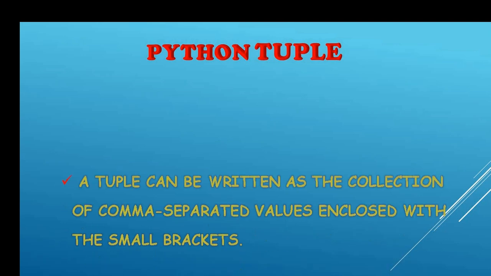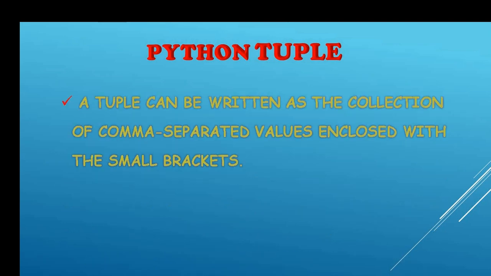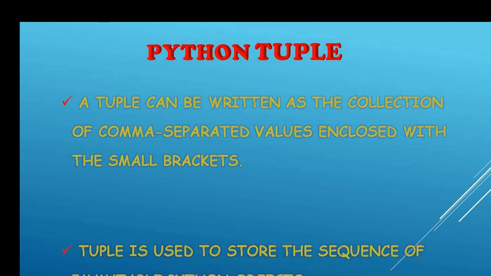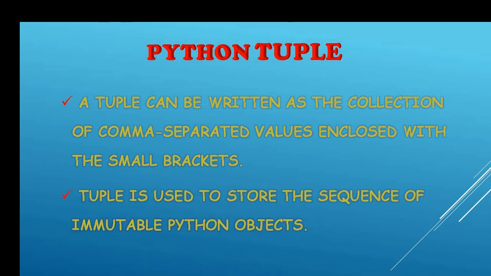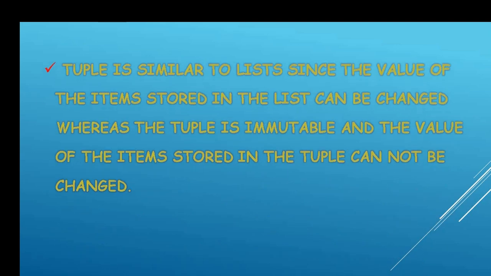A tuple can be written as a collection of comma-separated values enclosed with small brackets. Tuple is used to store the sequence of immutable Python objects. Immutable means you cannot change it. Tuple is similar to list, since the value of the item stored in the list can be changed, whereas the tuple is immutable and the value of the item stored in the tuple cannot be changed.